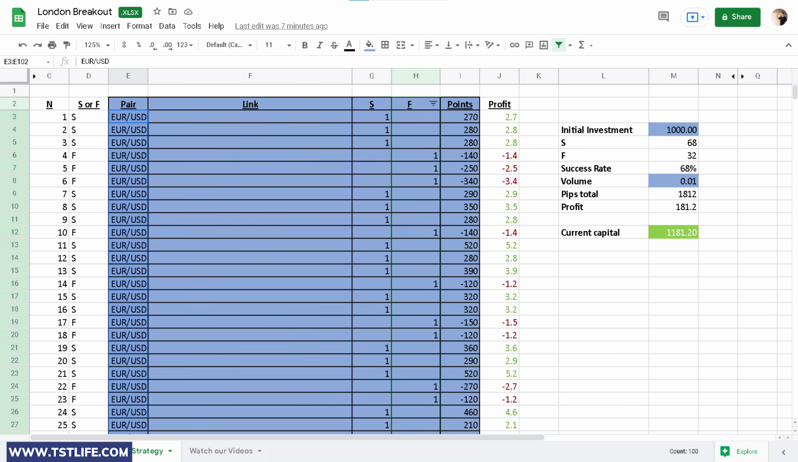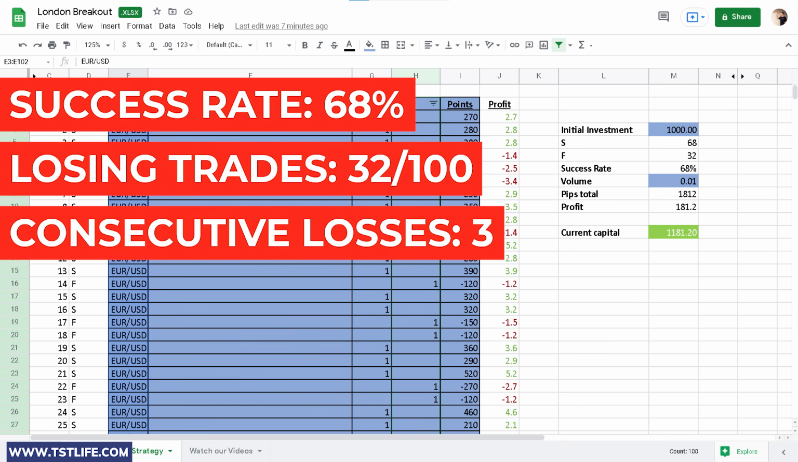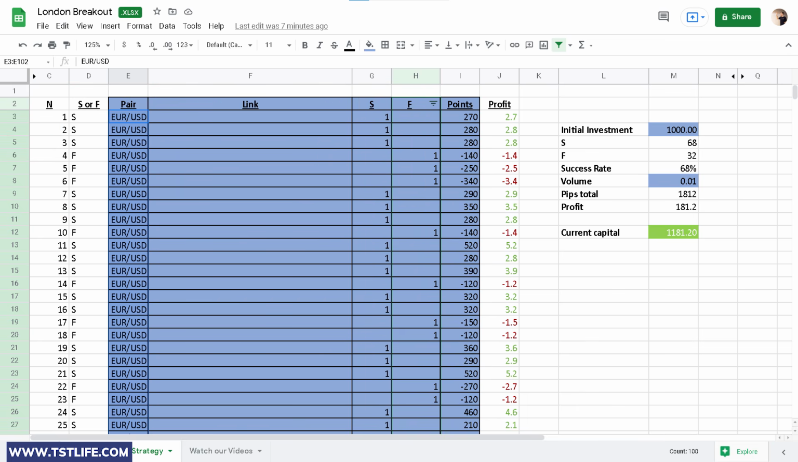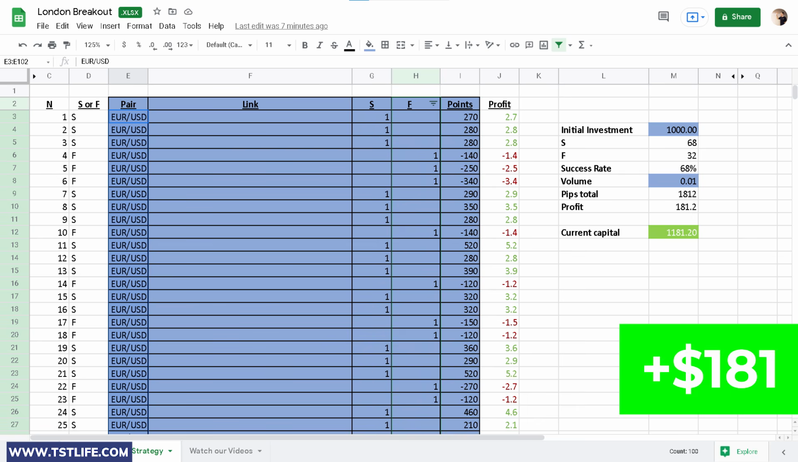We've just completed backtesting this strategy. Let's look at the results. Well, the success rate is 68%, and we've only got 32 losing trades. We managed to make 1,812 pips in total. So to sum up, we started this backtesting process with $1,000 and ended up with $1,181. That's $181 total profit. It's amazing, right?